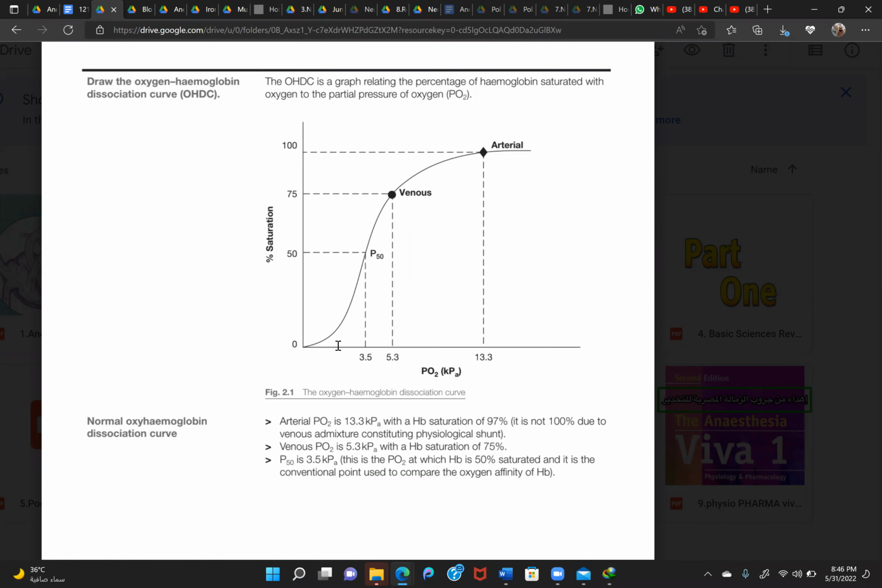The concept of right shift or left shift is that more PO2 is required to saturate that much oxygen. The Bohr effect and the Haldane effect are all asked. When there is more Bohr effect, you can say that more PO2 is needed to saturate the hemoglobin. That's the simple concept we target in the oxygen hemoglobin dissociation curve.